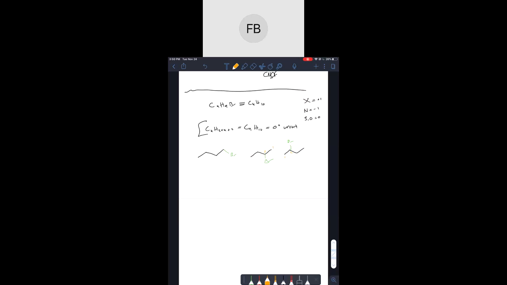It's just a bromine on the second carbon. It's the same thing, so that one is just a repeat of the same structure. Also a repeat of the same structure is if I did the same thing but attached the bromine on this end. That's just the same thing as this. It's just Br on the first carbon. So make sure you're not repeating any structures, because that will cause you to lose points.